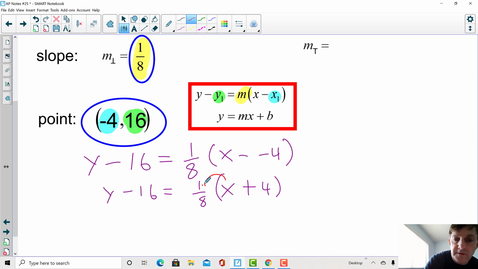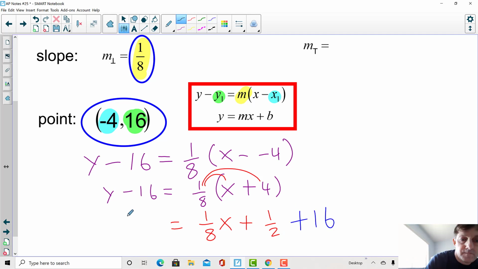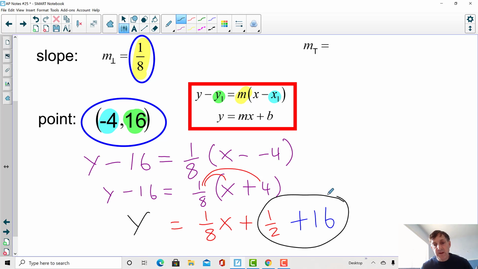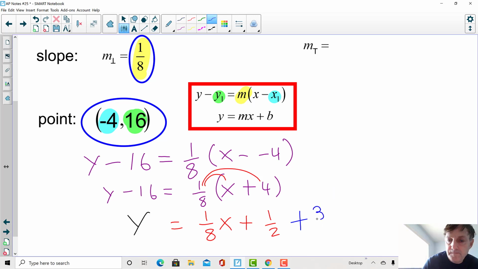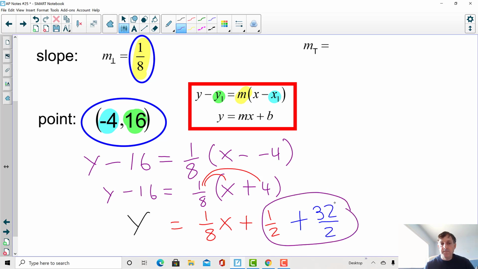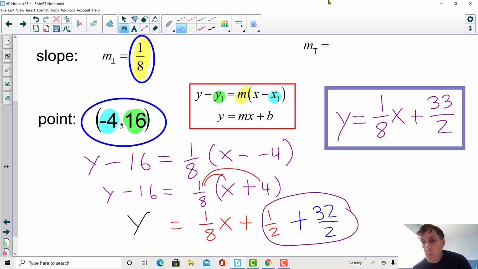We can distribute the 1 over 8 on each piece. So the 4 over 8 becomes 1/2. And then we'll also add 16 to both sides. Now, because we have to add the 16 and the 1/2, we're going to write 16 as 32 over 2. Okay, now we can combine these two and we're done. Final answer, we get y equals 1 over 8x plus 33/2.